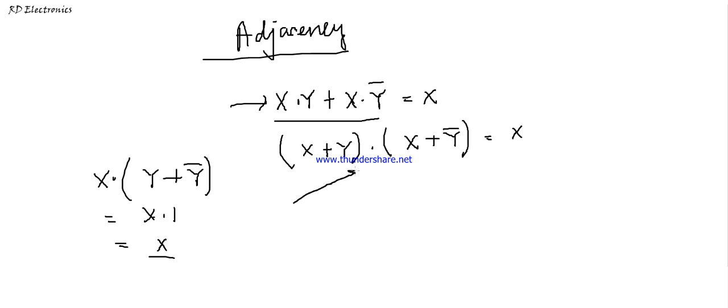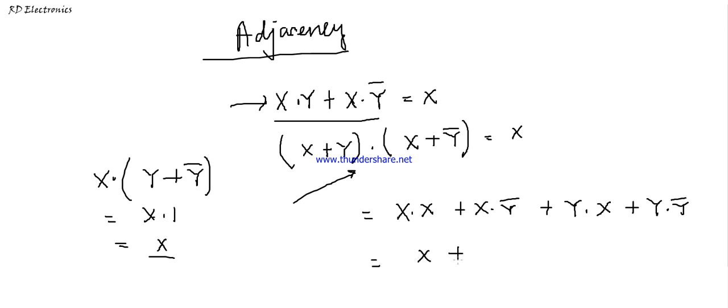And for this theorem, x plus y, complement. So how to solve that? We just multiply these two terms. First term x and with x, second term x and with y bar, third term y and with x, in the fourth term y and with y bar. So x dot x equals x. This is x dot y bar. This is also x dot y, because y and x and y is the same term. This is y dot y bar equal to 0.